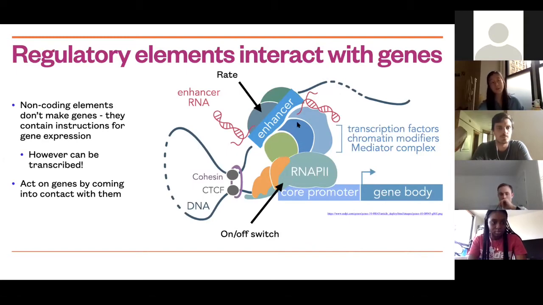Sometimes, even though it's called an enhancer, if it comes into contact with its target gene, it can actually tell the cell to stop making more of that gene. So there are really high levels of regulation of your gene expression. And through all this variation, that's where you get all your different cell types.